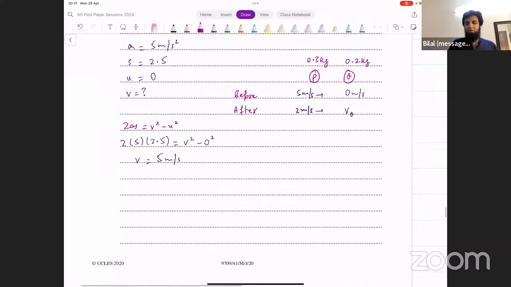And now we can use conservation of momentum to find this missing velocity. How do we do that? We can say momentum before collision equals momentum after collision. What's the momentum before collision? Mass of P, which is 0.3, into velocity of P, which is 5.